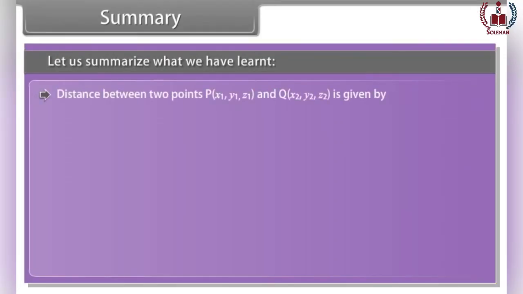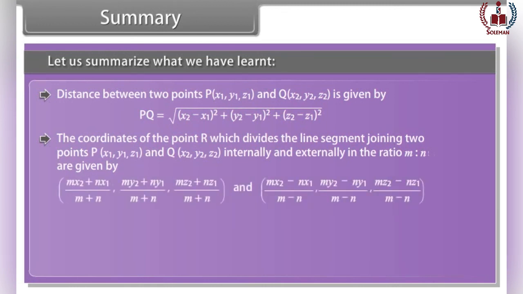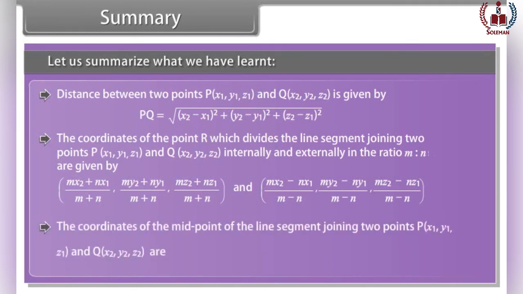The distance between two points P(x1, y1, z1) and Q(x2, y2, z2) is given by the distance formula. The coordinates of the point R, which divides the line segment joining two points P(x1, y1, z1) and Q(x2, y2, z2) internally and externally in the ratio m:n, are given by the section formulas. And the coordinates of the midpoint of the line segment joining two points P(x1, y1, z1) and Q(x2, y2, z2) are given by the midpoint formula.